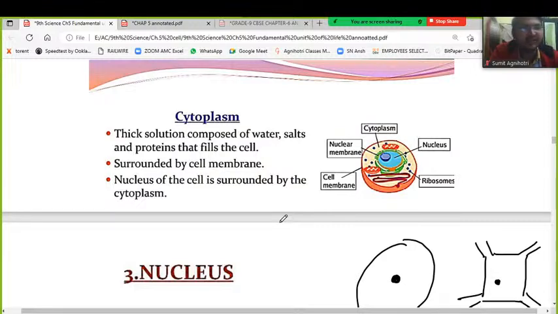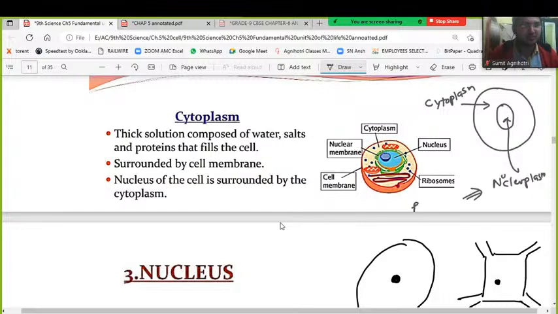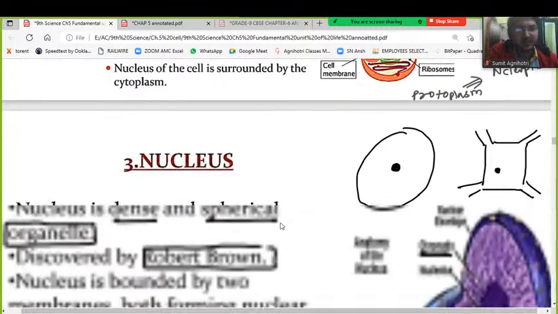Nucleus of the cell is surrounded by the cytoplasm. That means there is a cell membrane, then there is a nuclear membrane, and the liquid filled between the cell membrane and nuclear membrane is actually cytoplasm. And the liquid filled inside the nuclear membrane is nucleoplasm. You can just write it. These two liquids together are known as protoplasm, and the name was given by Purkinje, if you remember. Got it?